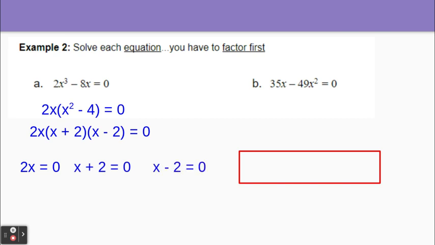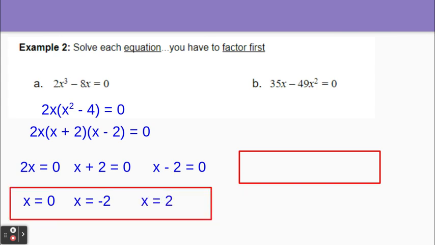And then solve them. Remember, anytime pause the video, try these problems a step ahead and then play the video to check. First one here, divide by 2. Nothing divided by 2 is still nothing. Opposite of plus 2 would be minus 2. And then opposite of minus 2 is plus 2. So here we have 3 solutions.